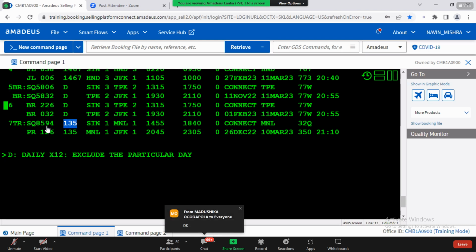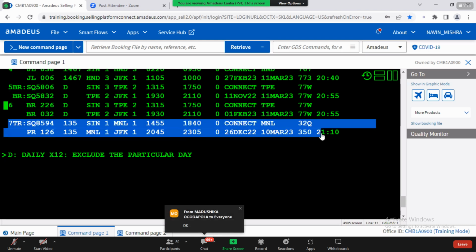Now tell me, here at line number 7, where is the connecting flight? The passenger is reaching John F. Kennedy, where is the connecting flight? At which airport? At Manila airport. All right. Okay. Now everybody understood the timetable.